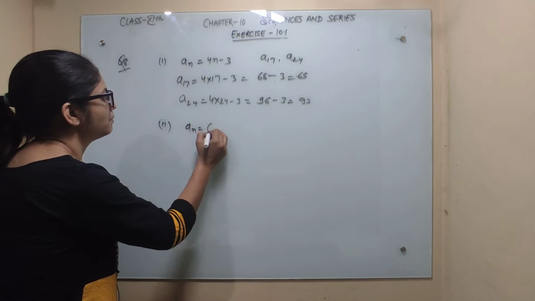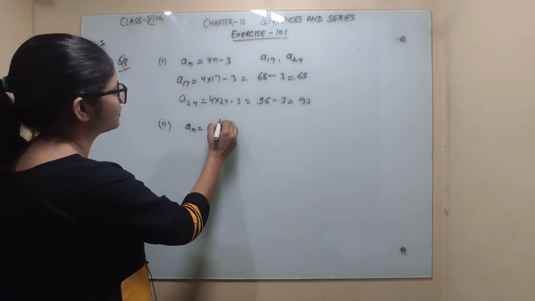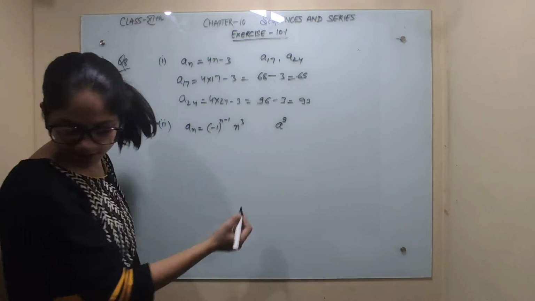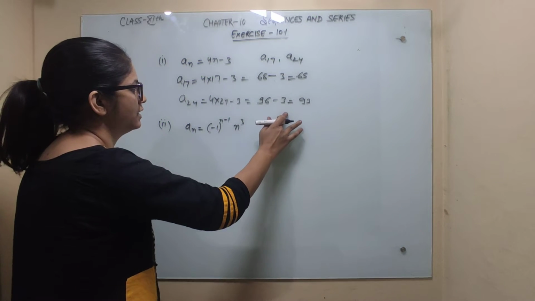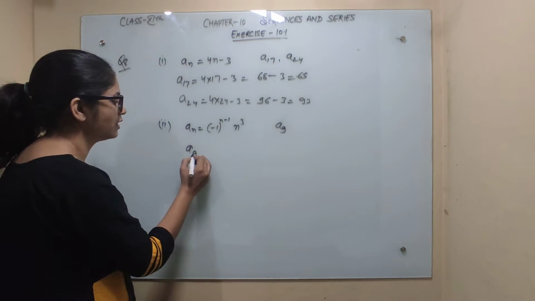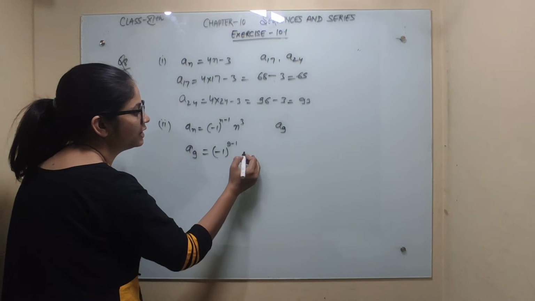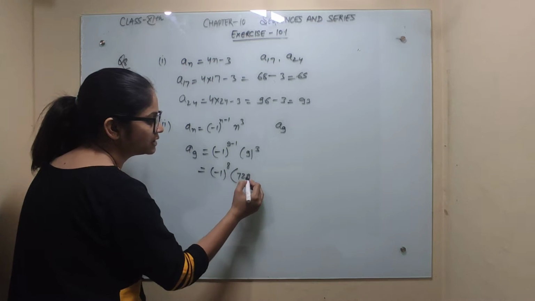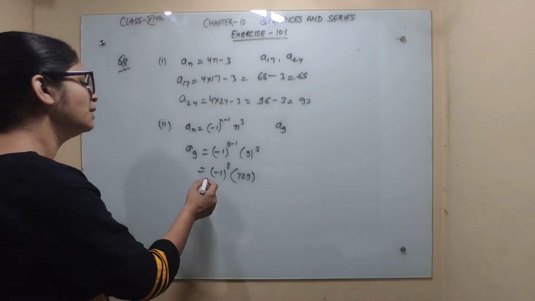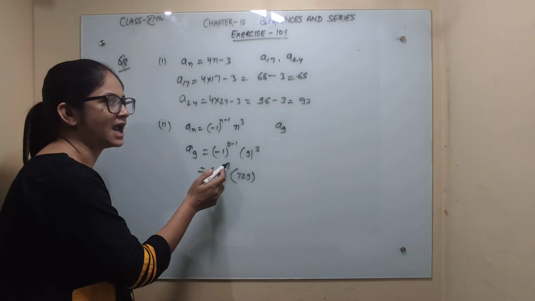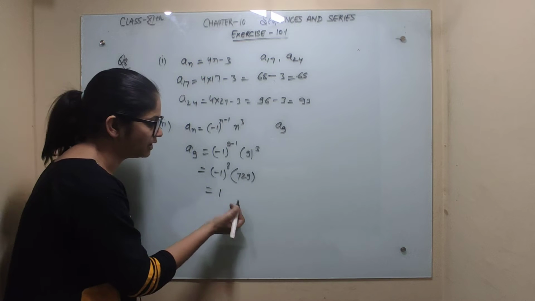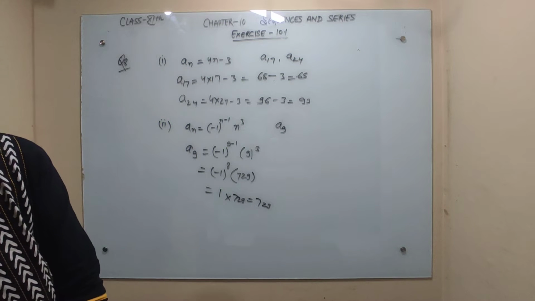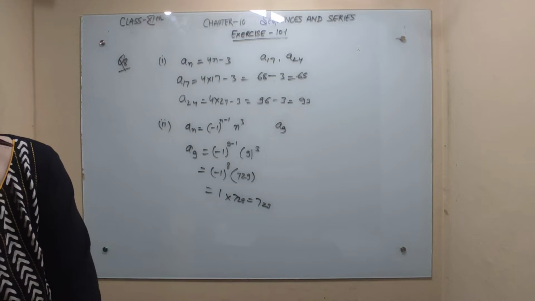a_n is equal to (minus 1) power n minus 1 times n cube. You have to find a9. So a9 will be (minus 1) power 9 minus 1, times 9 cube, so (minus 1) power 8. 9 cube is 729. Negative one to the power 8 is positive, so 1 into 729. The ninth term is 729.